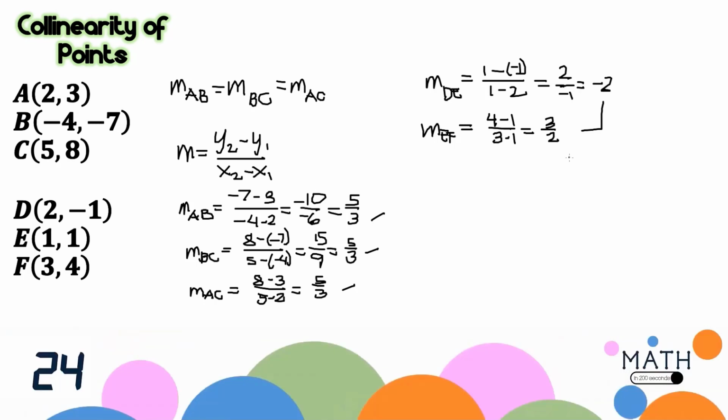But for collinearity of points, all the slopes must have the same value. In this case, for the next set of 3 points, the points are non-collinear. This is since the slope of the line containing DE is not the same as the slope of the line containing E and F.